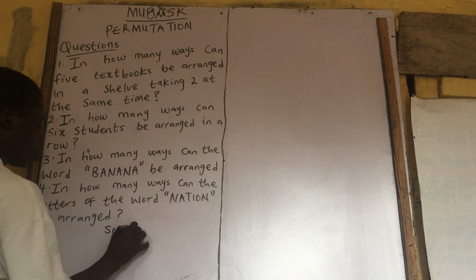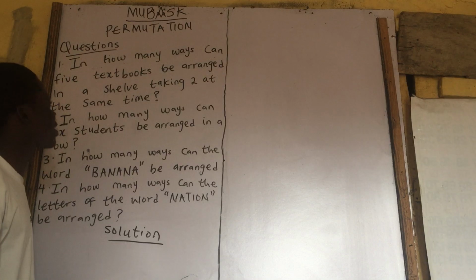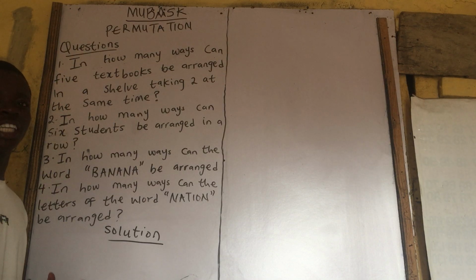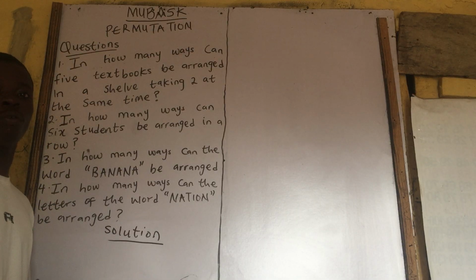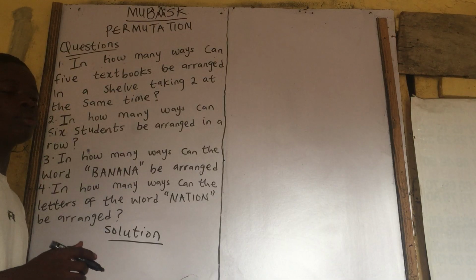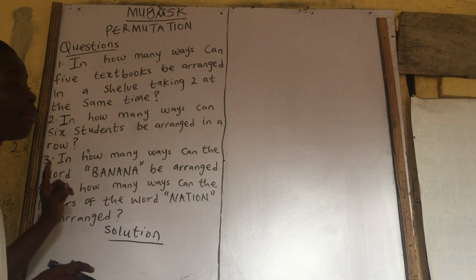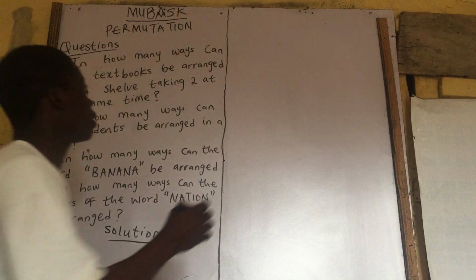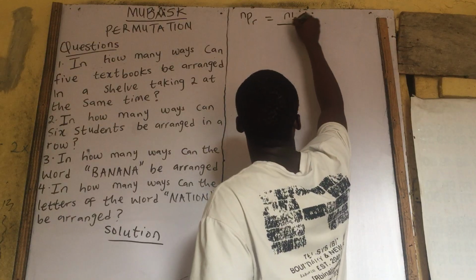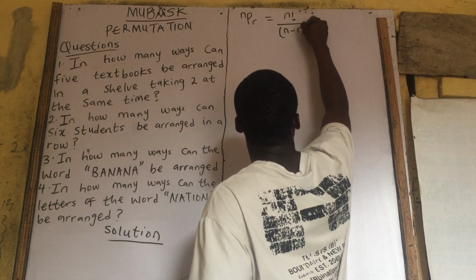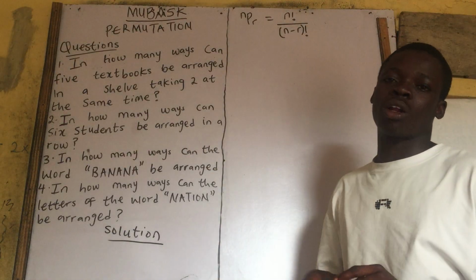Solution to the question given to us. Question 1. In how many ways can 5 textbooks be arranged in a shelf taking 2 at the same time? This question came from the arrangement of n objects taking r objects at the same time, so we need to apply the formula. We say nPr equals n factorial divided by (n minus r) factorial. This is the formula for arrangement of n objects taking r at the same time.